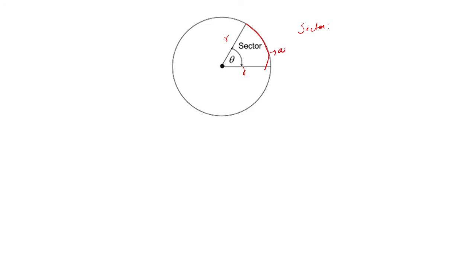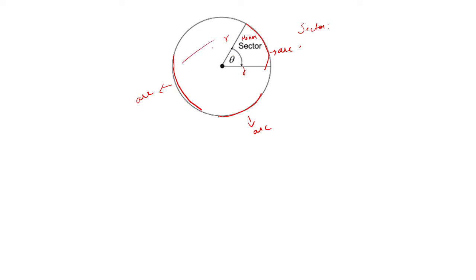Clear? So an arc is actually a portion of the circle, so it could be anything here. You can draw a portion of this and call it an arc. It's not the entire circle, it's just a portion of the outline, the circumference. So the sector is the area enclosed by two radii and an arc. This is called the minor sector.